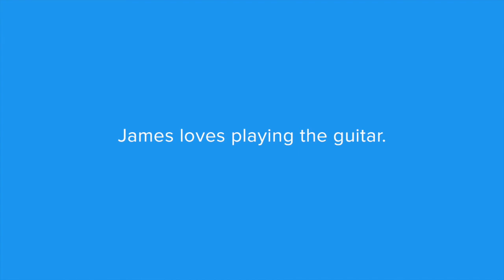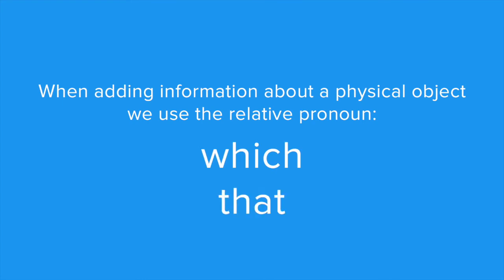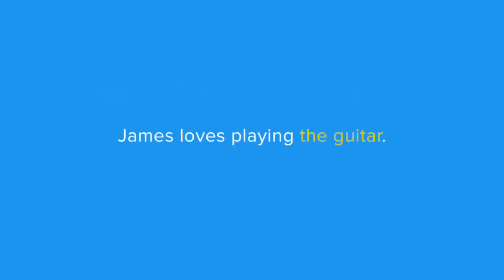In our original sentence, we can also add a relative clause providing additional information about our second noun, the guitar. Because this is a physical object and not a human, we use the relative pronoun which. You might also use the relative pronoun that when adding information about an object, but there are some rules about when you should use which or that correctly in a sentence. Understanding when to use either of these relative pronouns correctly gets a little tricky and quite confusing, so we'll leave this out for now. So let's add some extra information about the guitar.